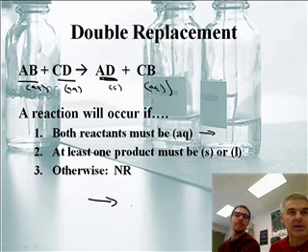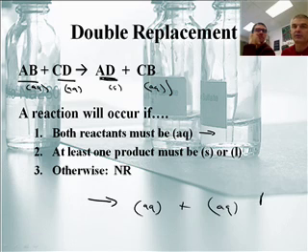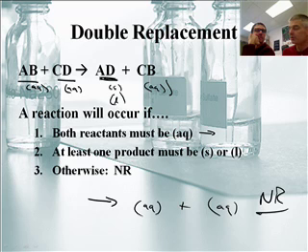If you have a product that makes an AQ plus another AQ, there is no reaction. You would just write NR. Does that make sense? You could also have a liquid, or you could make two solids. That happens very rarely, but it could happen. Or a liquid and a solid.